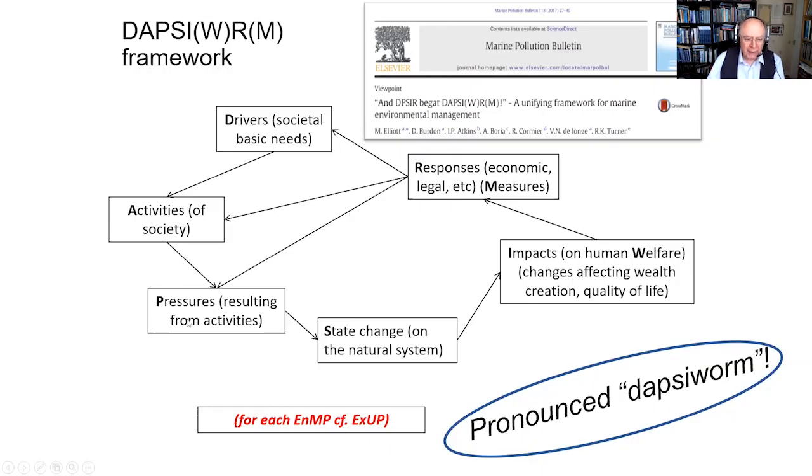When we do that, they lead to pressures, and a pressure is defined as a mechanism of change. So what are we changing? Well, firstly, we're changing the natural system, what we call the state change.